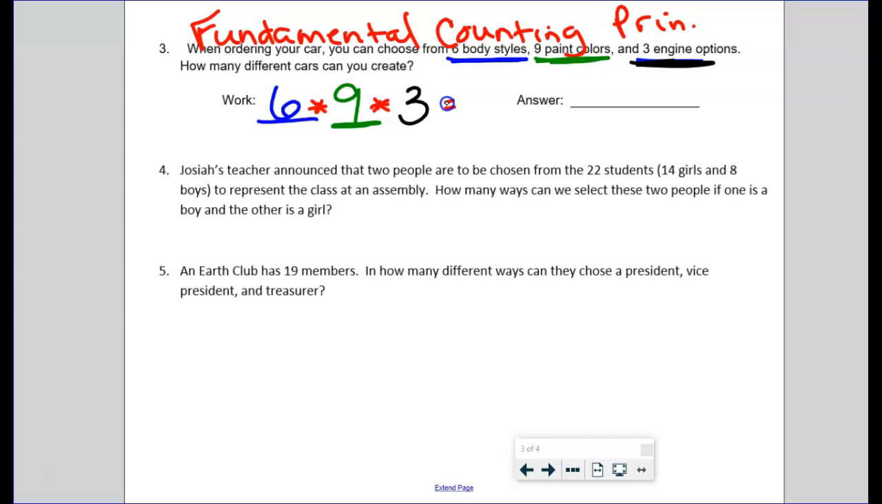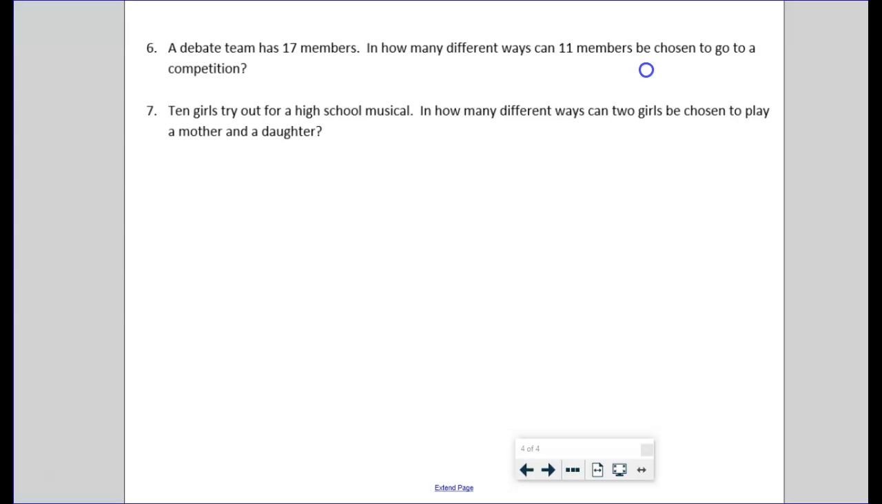I don't have my answer key with me. You guys have one though, right? Let's see, 6 times 9 times 3 is 162. So there are 162 different manufacturing setups I can do for this car. There are some questions coming up here, an Earth Club has, that's counting principle again. I'm not going to do that one for you.